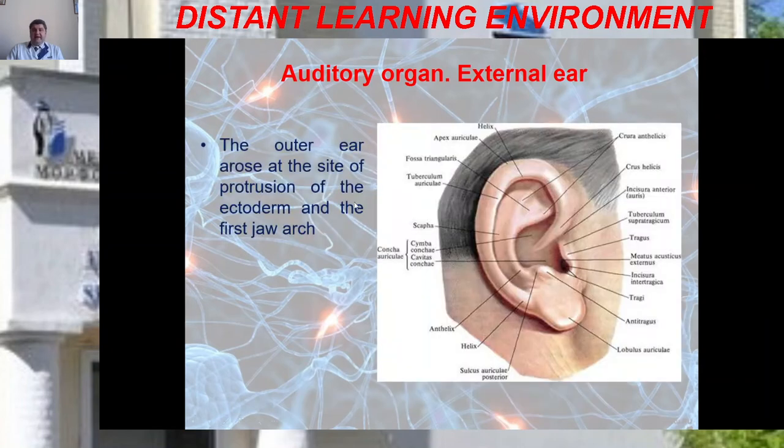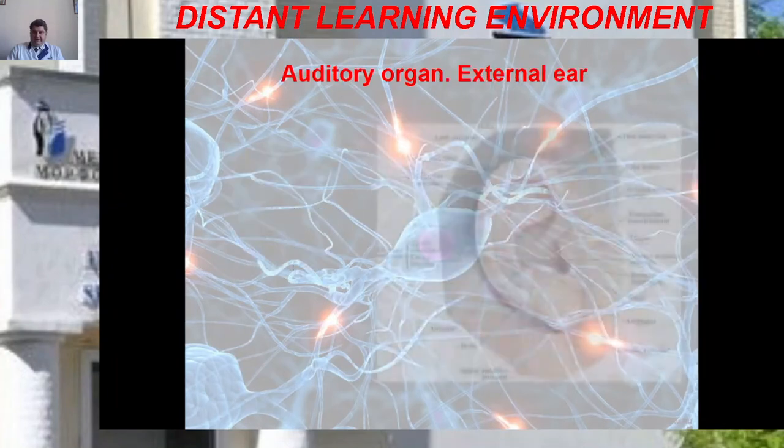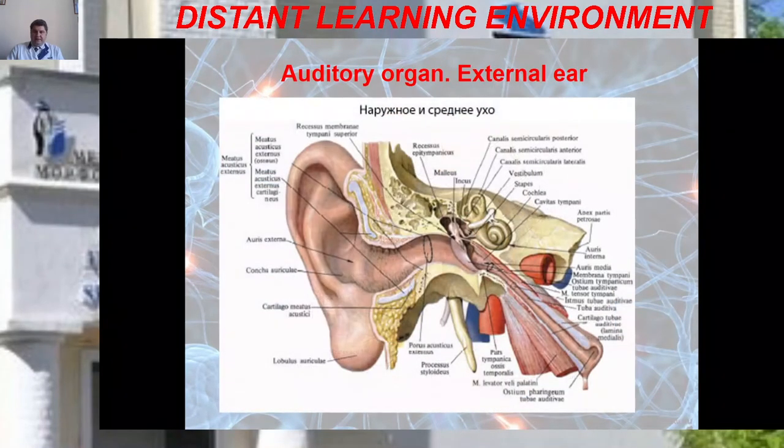So you may see that the external ear or auricle arose at the site of protrusion of the ectoderm in the embryo at the first jaw arch. The external auditory meatus, meatus acusticus externus in Latin, consists of two parts, cartilaginous and bony. You can see the cartilaginous part and bone part here.